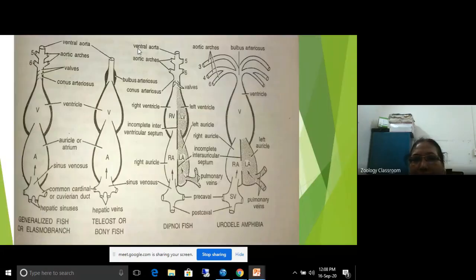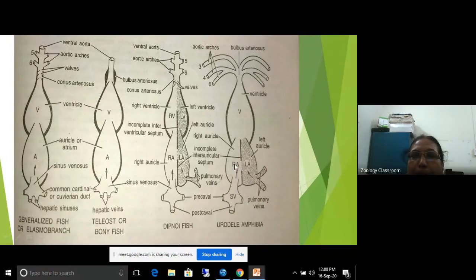Next we see this diagram. In amphibia there are the orders Urodela and Anura. In Urodela, for example the salamander, this is the heart showing the right auricle. In it there is an opening of the sinus venosus. How is the sinus venosus formed? Two precavals on this side, and one postcaval. The sinus venosus is formed by the collection of precavals and postcaval, collecting venous or impure blood from all body parts.